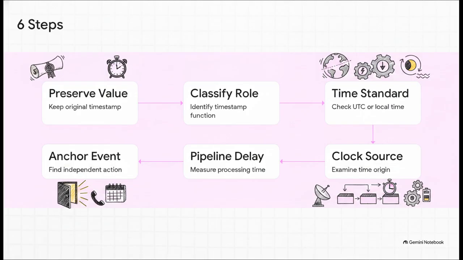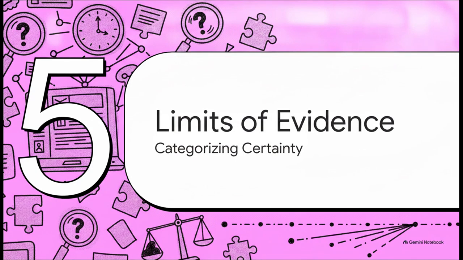And Step 6. Find an anchor event. You want to look for an independently observable action, like a physical door opening or a documented phone call, so you can reliably measure the offsets across your different systems. Section 5. Limits of forensic evidence in categorizing certainty. You see, true forensic precision isn't about just adding more decimal places to a number. It's about communicating exactly what your evidence can and cannot support.